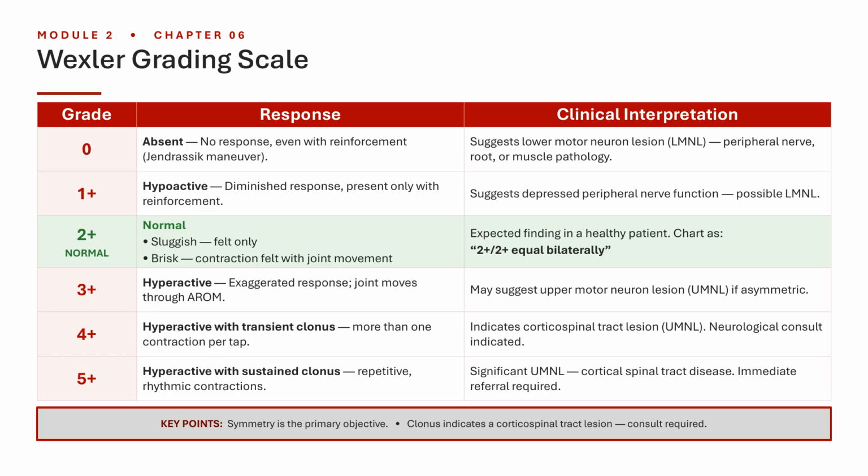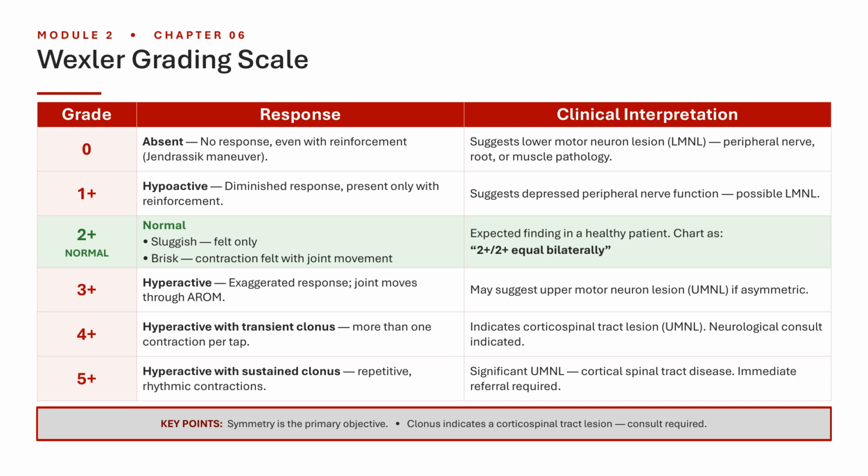The scale runs from 0 to 5+, and I want you to understand what each grade means mechanistically, not just numerically. 0, no response. The reflex arc is silent. The tendon tap produces no muscle contraction. Even with reinforcement, no response can be elicited. 1+, a trace response, requires reinforcement, typically the Jendrassik maneuver, to be detectable. This is borderline and must be interpreted cautiously.